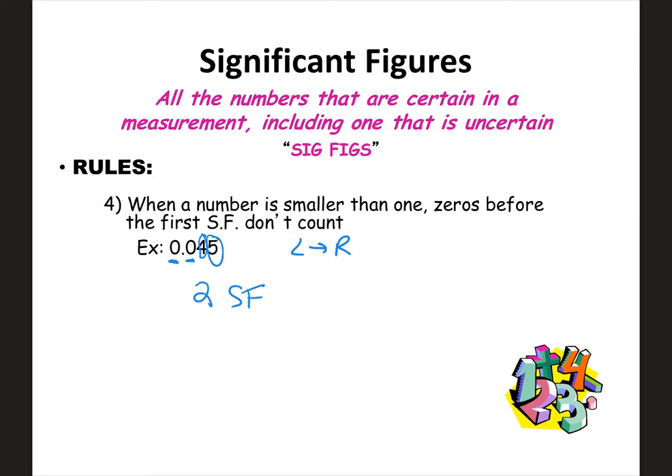So if your number is less than 1, okay, a 0-point number, your string of zeros until you reach your first sig fig left to right don't count, all right? So even if I had 0.000003, okay, all of these zeros would not count. But once I hit my first sig fig, boom, that would count. That would just have 1 sig fig.